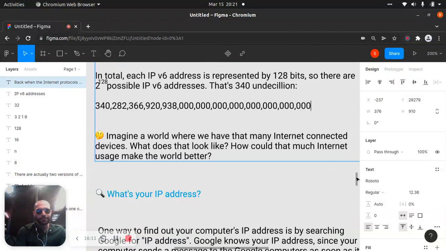Let's imagine a world where we have that many internet connected devices. What does that look like? How could that much internet usage make the world better?